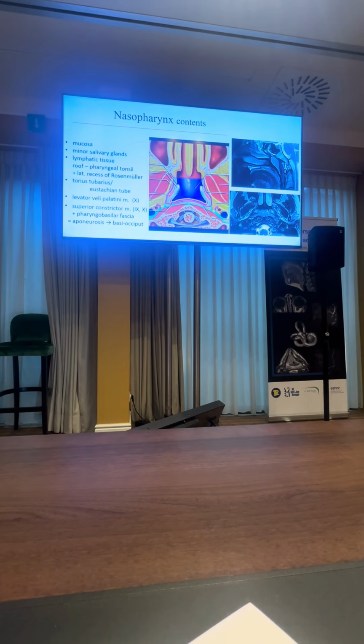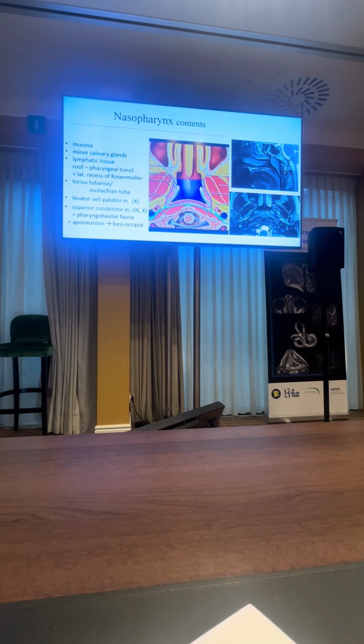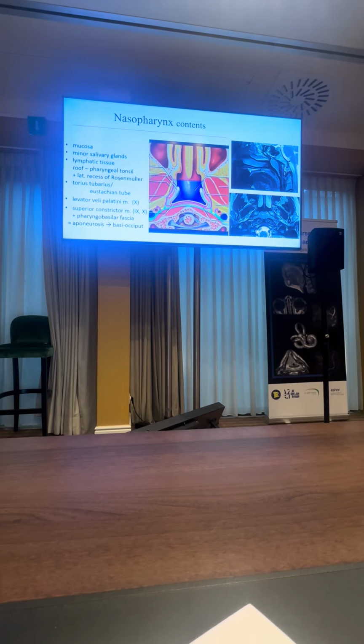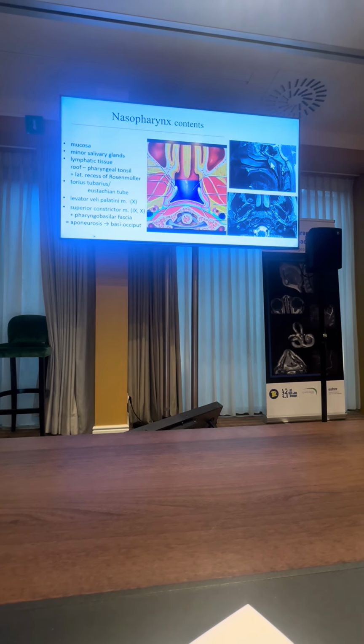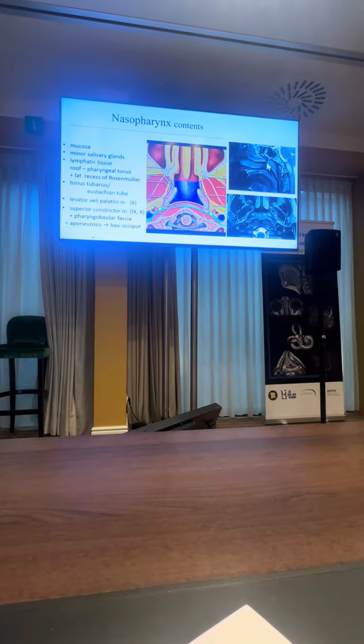well. The main constituents of any pharynx is the mucosa. We have minor salivary glands, and we have lymphatic tissue. Lymphatic tissue, as you can see on this sagittal image, is in the roof of the nasopharynx. And as you can see here, anteriorly, the nasal cavity, superiorly, the floor of the sphenoid sinus.